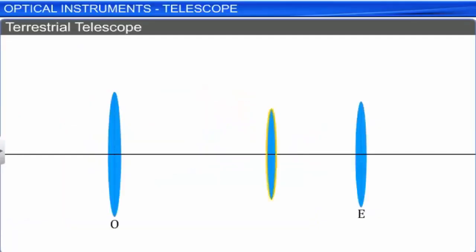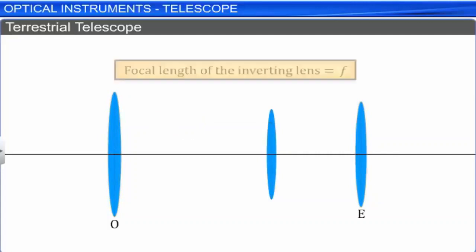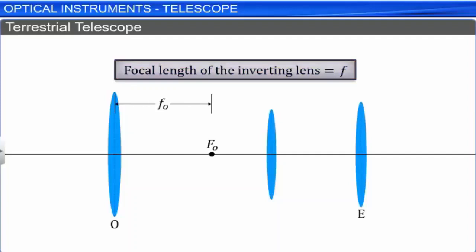By placing a third lens, known as the inverting lens, between the objective and the eyepiece, we can get an erect final image. If the focal length of the inverting lens is f, then it is placed at a distance of 2f from the focal plane of the objective.